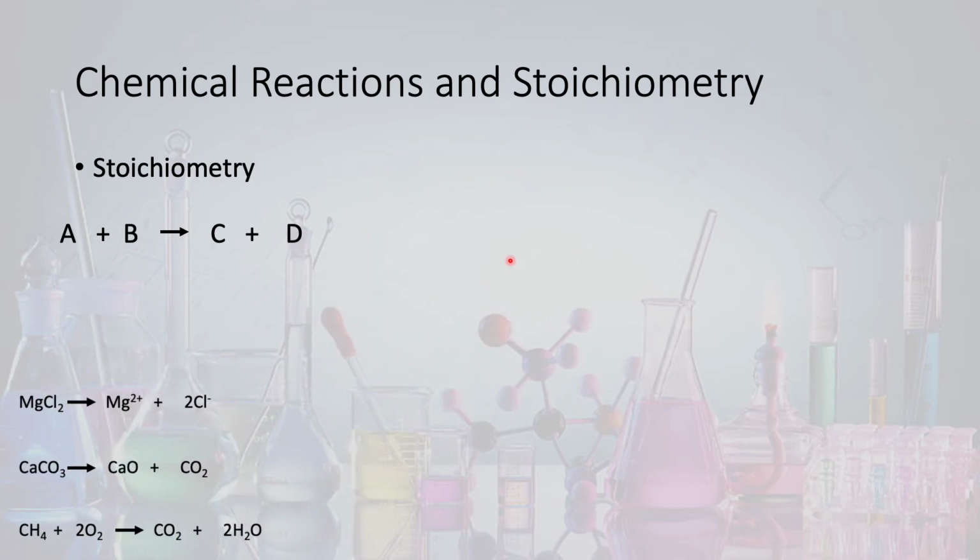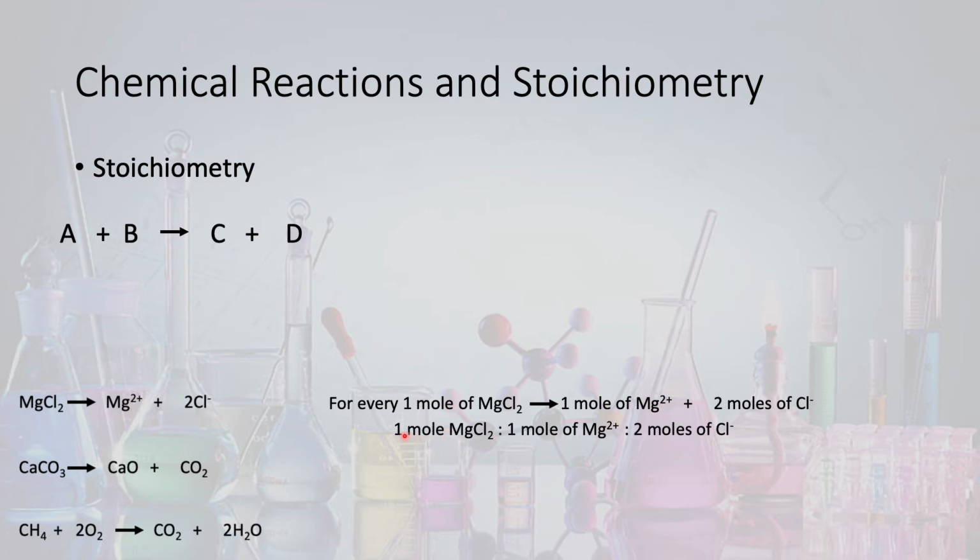So here, in our first example, the complete dissociation of magnesium chloride, we know for every 1 mole of magnesium chloride, the 1 would be here, we produce 1 mole of magnesium ions, again a 1 would be here, and 2 moles of chloride ions, designated by the 2 here. What this means is that the stoichiometric ratio for this chemical reaction is 1 mole magnesium chloride to 1 mole magnesium ions and 2 moles of chloride ions.